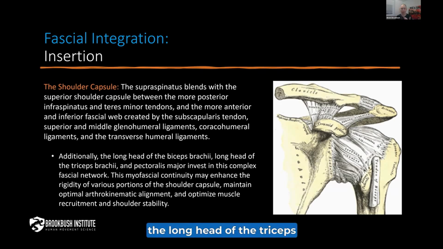Additionally, the long head of the biceps brachii, the long head of the triceps brachii, and pectoralis major invest in the shoulder capsule. So then you start thinking, well, if fascia is densely innervated with nerves, and all of these muscles can contribute to the amount of tension in this fascial structure, you start to play this game in your head where you can see all of these muscles both contributing to shoulder capsule stability and tension during motion, as well as, it's not too far to think that maybe tension in this fascial system starts giving feedback to our central nervous system and creates some reflex arcs that may contribute to ideal recruitment.